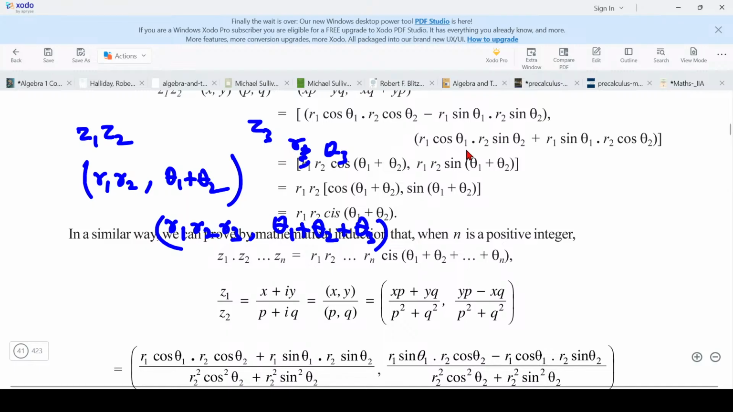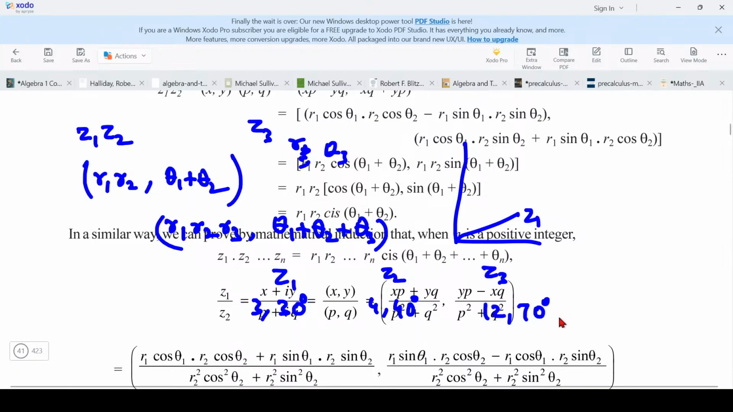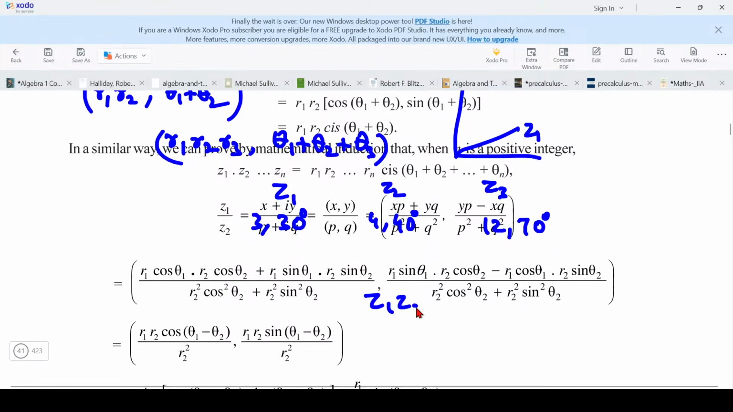Now, the reverse operation of this. What is the reverse operation? Let's say Z1 was 3 and 30 degrees, Z2 is 4 and 40 degrees, and Z3 we decided will become 12 and 70 degrees. Z1 into Z2 equals Z3, right? Yes, sir. Now, by the same logic, Z1 should be equal to Z3 by Z2, or Z2 equals Z3 by Z1, right?